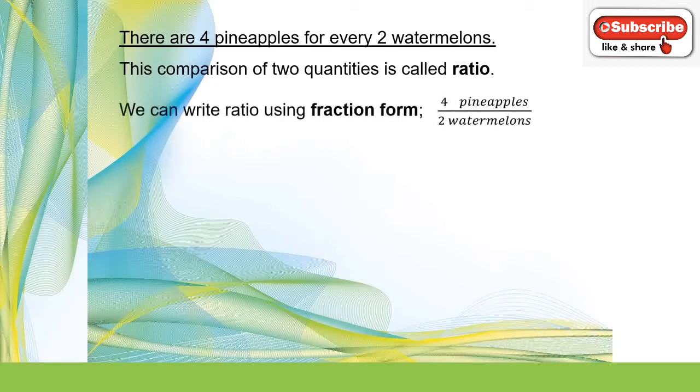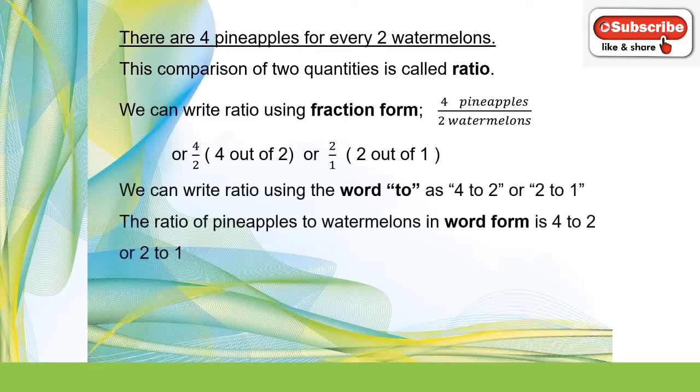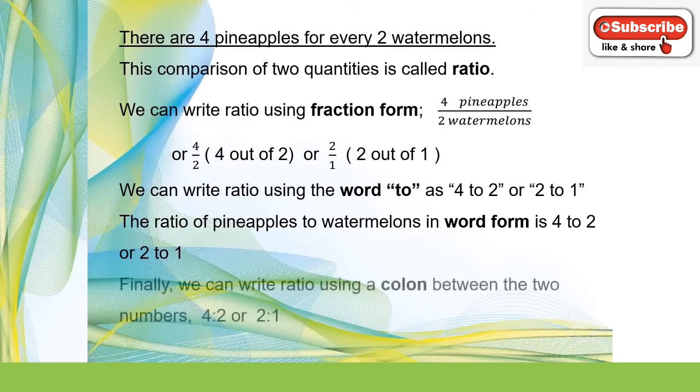We can write ratio using fraction form. We have 4 pineapples over 2 watermelons. Or we remove the words pineapples and watermelons, so we have 4/2, which means 4 pineapples out of 2 watermelons. Or in lowest term, we have 2/1, which means 2 pineapples out of 1 watermelon. We can also write ratio using words, as 4 to 2 or 2 to 1. The ratio of pineapples to watermelons in word form is 4 to 2 or 2 to 1.